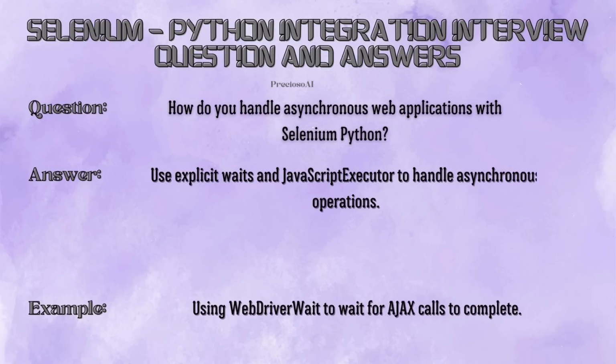Next question is: how do you handle asynchronous web applications with Selenium Python? And the answer is use explicit waits and JavaScript executor to handle asynchronous operations. For example using WebDriverWait to wait for AJAX calls to complete.